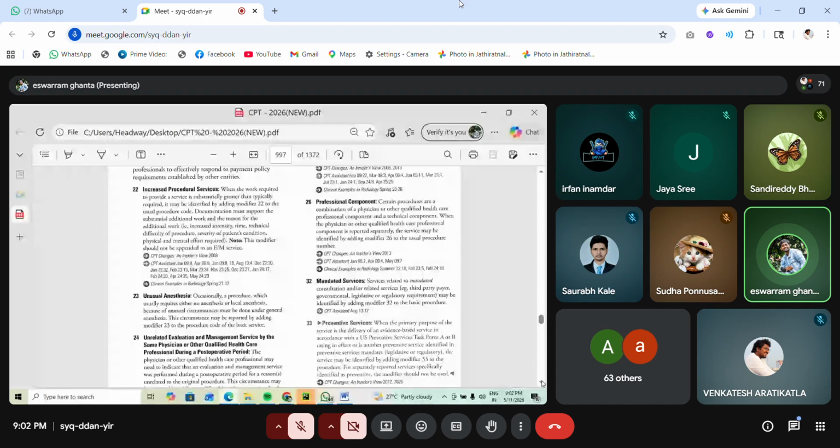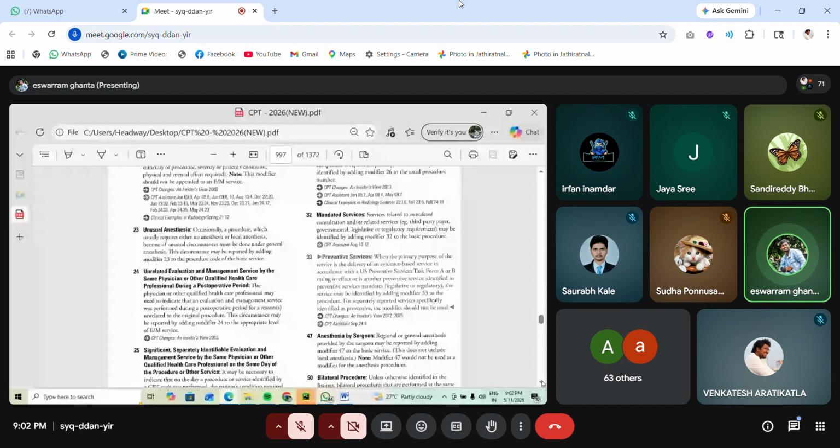Next, another important modifier is unusual anesthesia. Okay, unusual anesthesia. In 10 minutes I will conclude the session. From tomorrow I'll start with the other modifiers, and I think from the day after tomorrow I'll start with the chapters. Okay, unusual anesthesia is one of the things here.